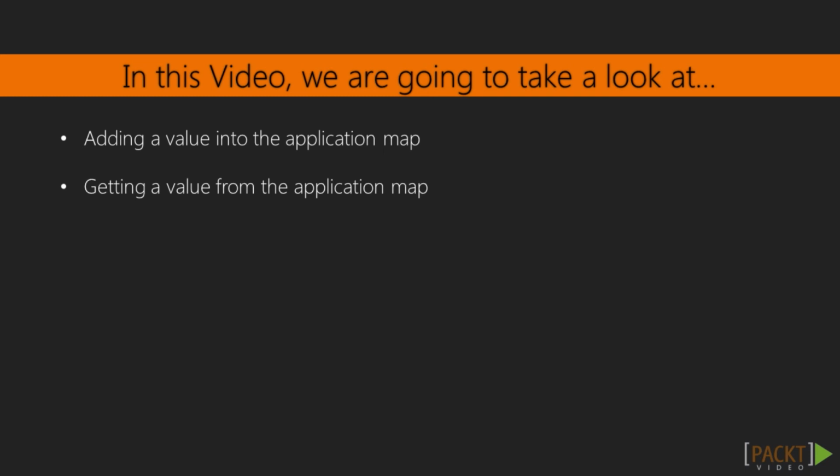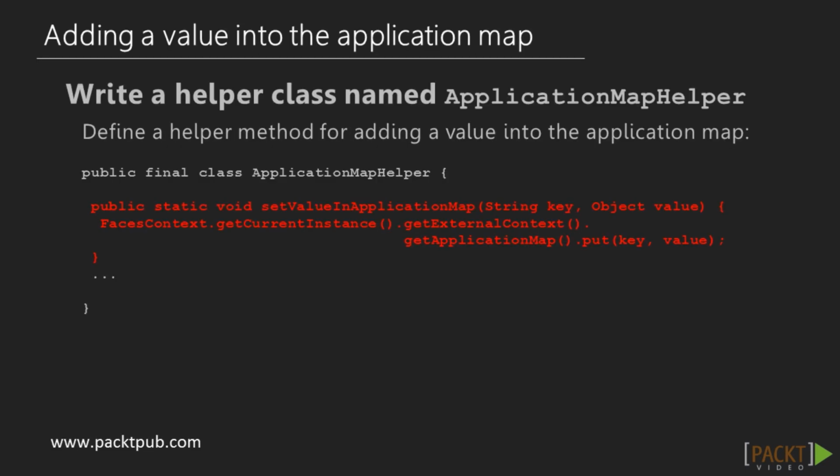Basically, we want to add a value in the application map from one bean and get the value from another bean. So let's get started. The advantage of using the application or session map is the fact that multiple beans can communicate with each other independently of their scopes and types.